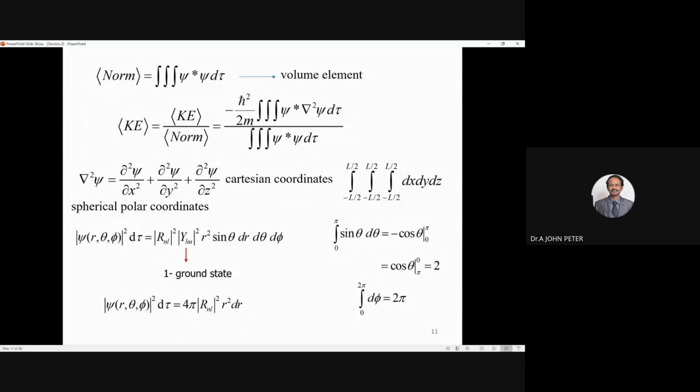You should remember this. Now sin theta d theta, when you integrate, will give you minus cos theta, with limits 0 to pi. Then I can substitute, interchange the limits and remove the minus sign. Substituting, cos 0 is 1 and cos pi is minus 1, so 1 minus minus 1 gives you 2. And the next integration, 0 to 2 pi d phi, will give you 2 pi.